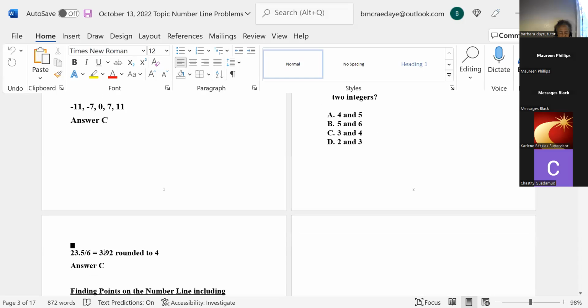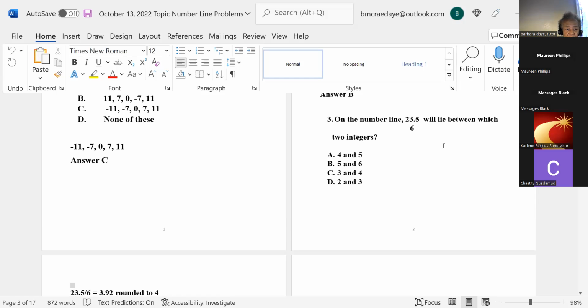Okay, she rounded it to 3.92. And so the number is greater than 3, but less than 4. So what would be the answer, Mercedes? That would be C. That's it. Right. We see 3.92 is greater than 3, but it's less than 4.